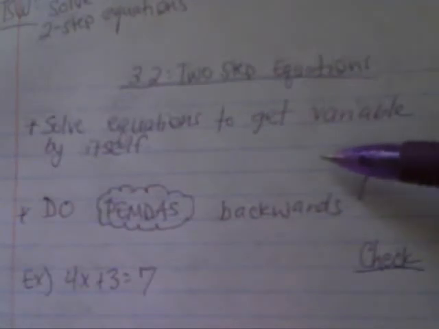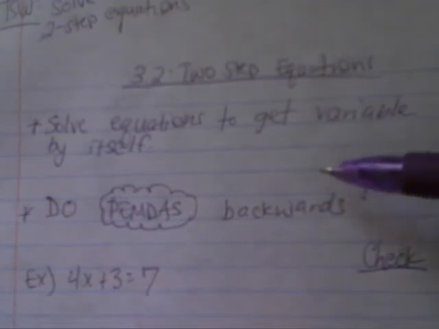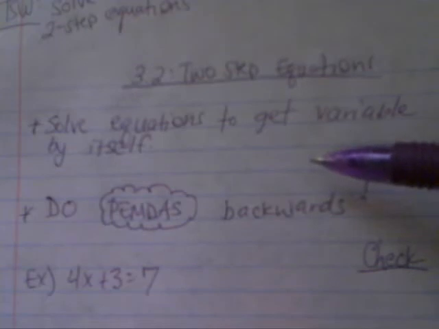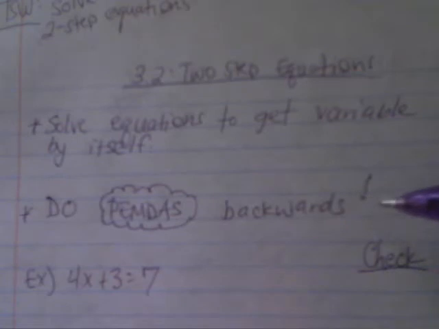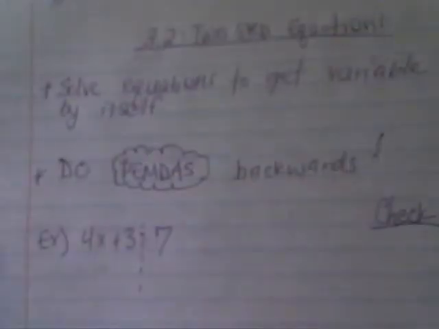Alright, so what we're going to do today is look at how to solve two-step equations. Just like solving one-step equations, the point of solving an equation is I want to get my variable by itself. So in order to do two-step equations, I have to do PEMDAS backwards. Alright, so we're going to go ahead and draw your dotted line over your equal sign just to get into the habit of that.